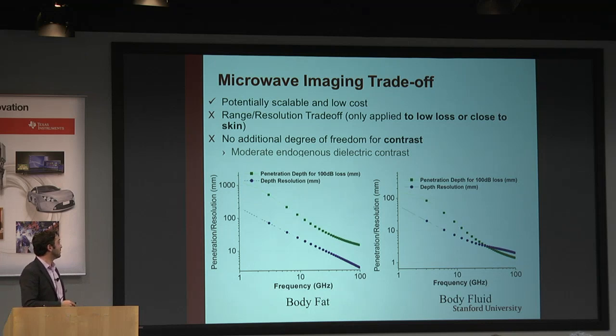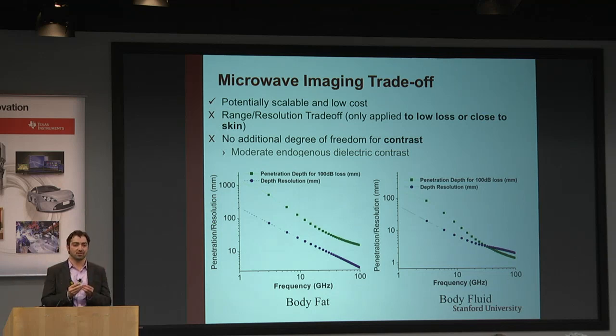I did a lot of work in this microwave imaging space. And if you're looking at low-loss tissue or close to the skin, it may work well. But for normal tissue, there's a very severe range resolution trade-off. And the range resolution trade-off is shown by these bottom graphs here. On the left, I'm showing the body fat. On the right is body fluid. So I'm showing you penetration depth and resolution as a function of frequency. So when you go to higher frequencies, you get better resolution because your wavelength is smaller from a radar perspective, but your penetration depth drops. So it's a trade-off, and you have to select your frequency depending on your application.